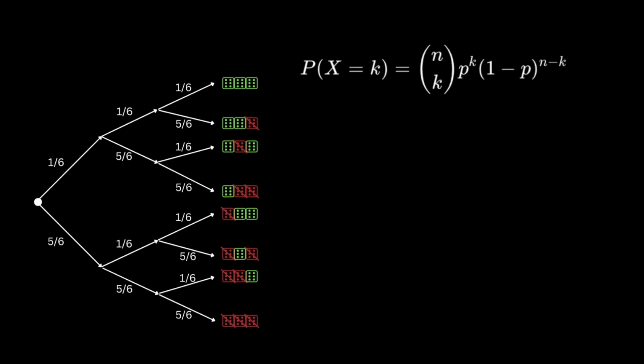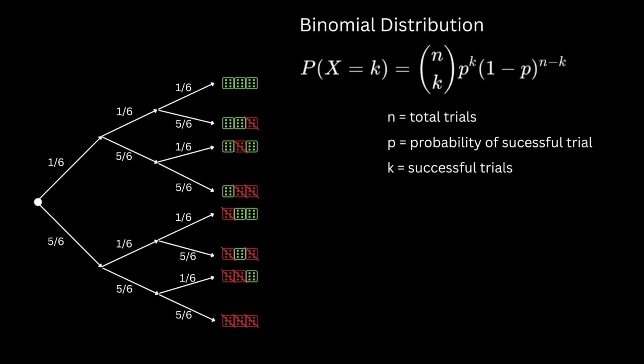What this formula is called is the binomial distribution. And what it models is cases where you have successful events. And in our case, a successful event is a 6. These letters here are represented as follows: N for total trials, P for probability of a successful trial, and K for successful trials. So we'll go one by one, starting with N.